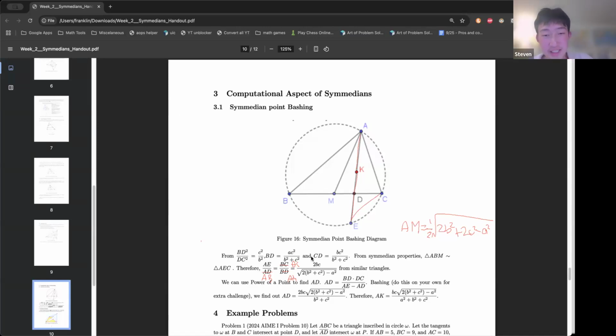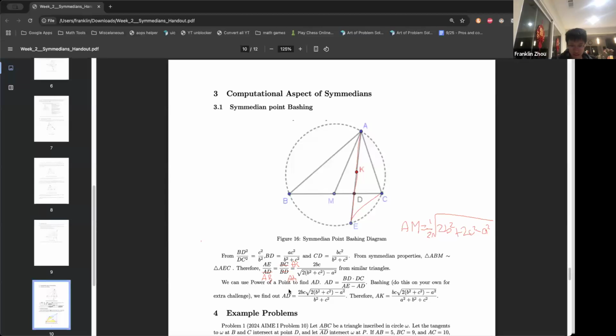So BD times CD, we have previously bashed it out in terms of length A, B, and C. And for AE, we have bashed it out. And AD times DE is essentially the AE minus AD times AD. So now we have a quadratic in terms of AD and a bunch of whatever lengths. And it's quite ridiculous to solve it. But if you have to, you can solve it, so you can bash it. And at the end, you got that AD equals 2BC times root whatever over B squared plus C squared.